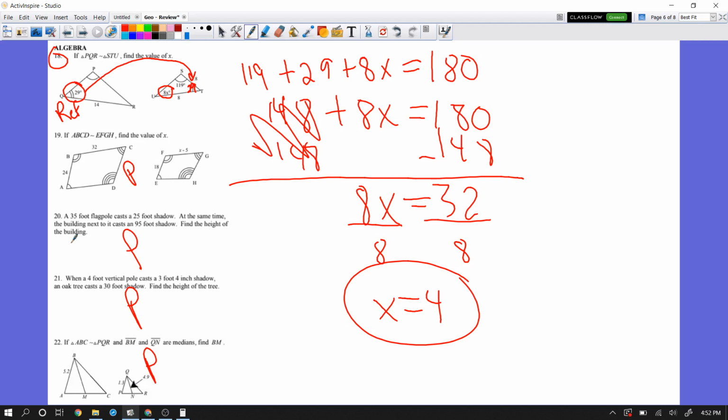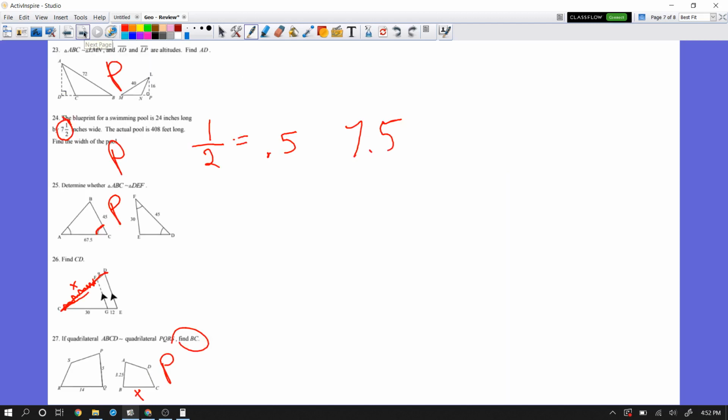19, 20, 21, and 22, straight up proportions, setting them up again. Corresponding sides, just make sure the information matches up. Number 24 was a note that if you see a fraction, make sure to turn it into a decimal by dividing the fraction. 1 divided by 2, and it'll turn it into a decimal. It turns into 7.5. Not that that's going to be the same exact problem, but if you do see a fraction, turn it into a decimal.